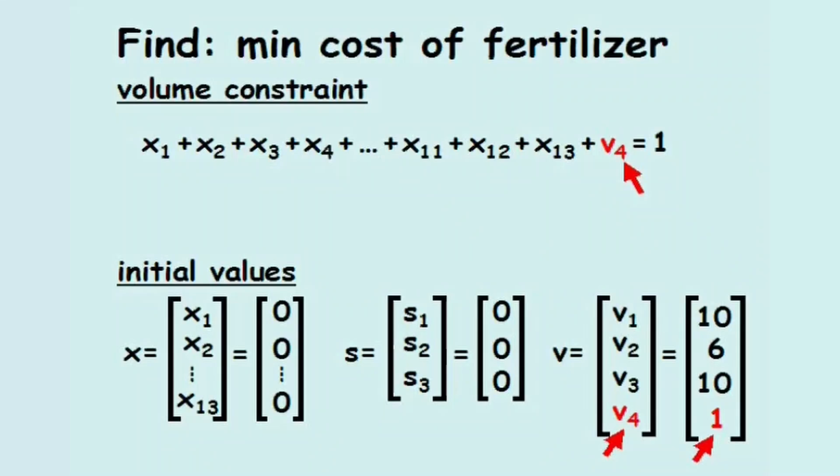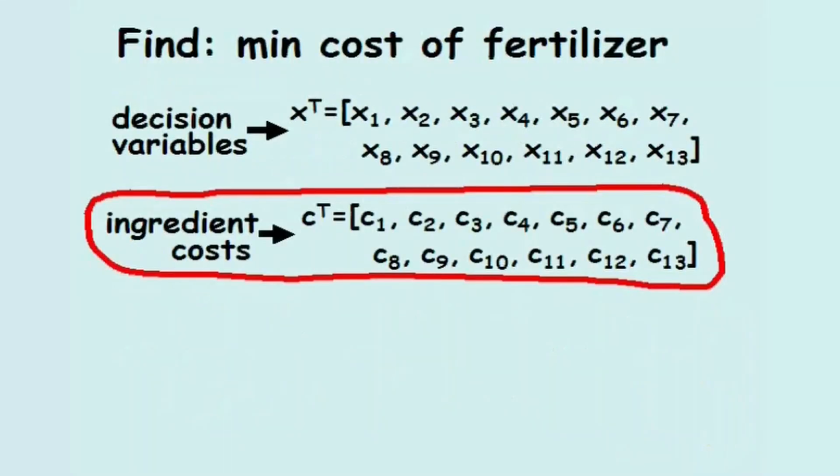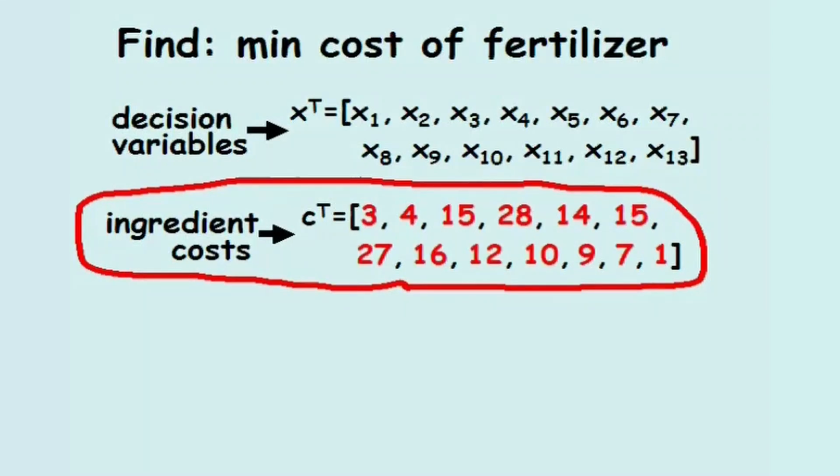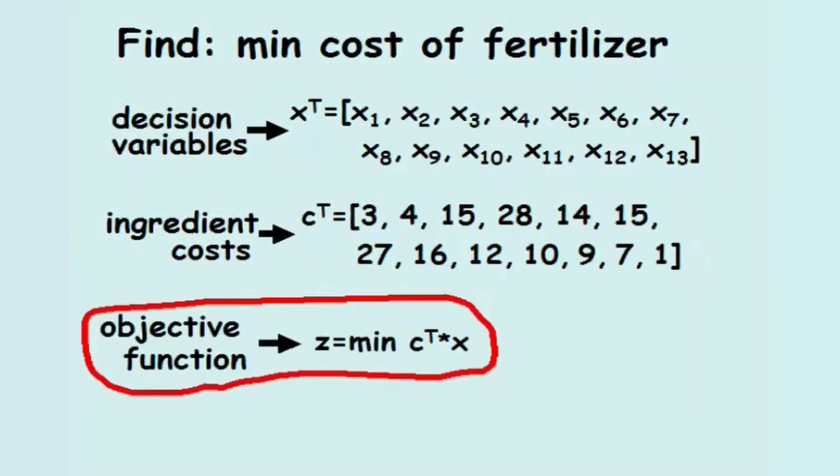In addition to our decision variables, we also have cost variables C1 through C13, corresponding to the cost per cubic yard of each ingredient. Our objective function, z, is to minimize the cost of the fertilizer mix, C transpose x, while satisfying all constraints.